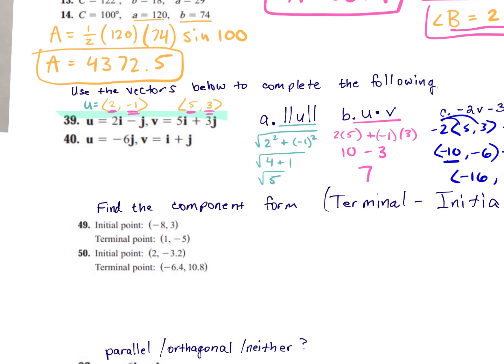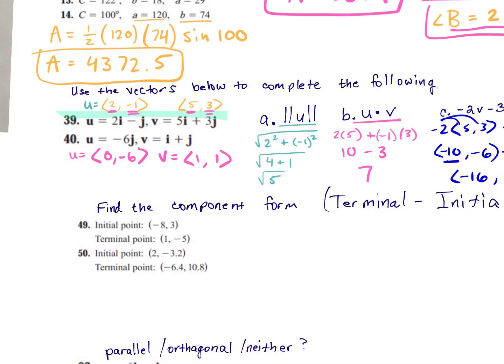Just for practice, let's look at 40. When we put this into component form, vector u would be 0, -6, and vector v would be 1, 1. Because we're taking the coefficients, and since vector u didn't have an i, we have to put a 0 in that spot.